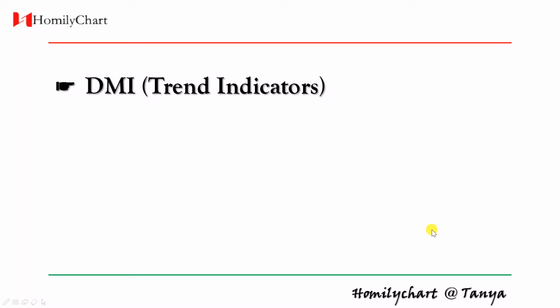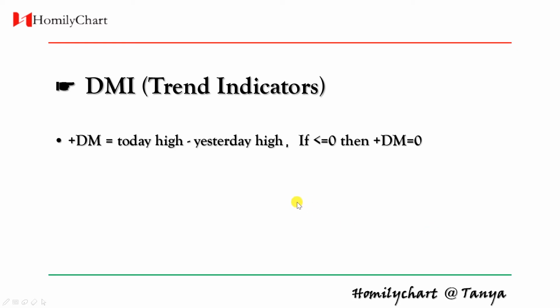Today we're going to learn DMI. DMI is a trend indicator. First, we need to calculate plus DM. Plus DM equals today's high minus yesterday's high. If it's below 0, then we use 0.